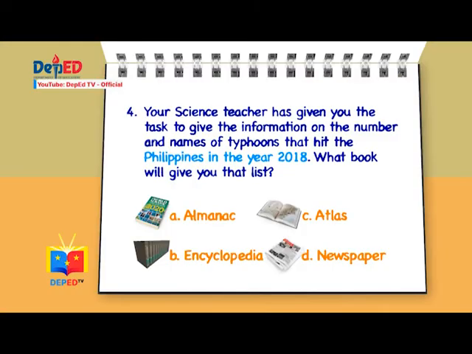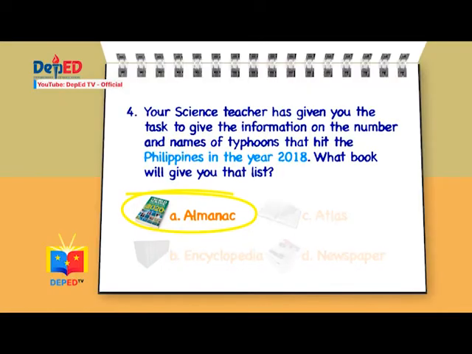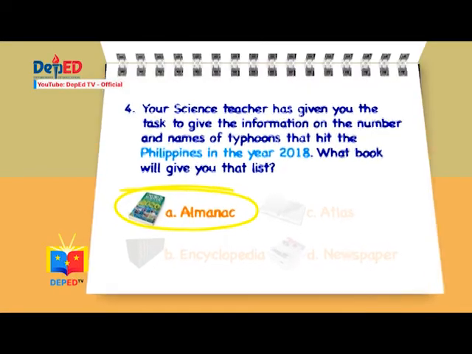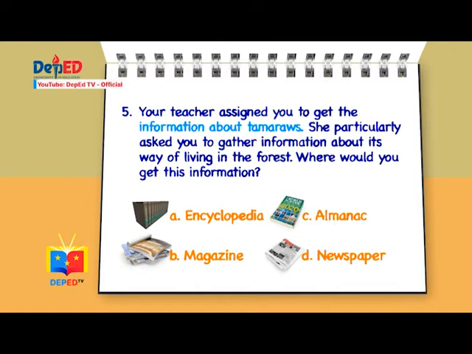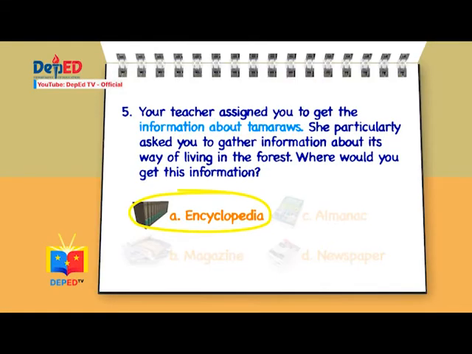Number 4. Your science teacher has given you the task to give the information on the number and names of typhoons that hit the Philippines in the year 2018. What book will give you that list? Answer, letter A, Almanac. Number 5. Your teacher assigned you to get the information about tamaraws. She particularly asked you to gather information about its way of living in the forest. Where would you get this information? Answer, letter A, Encyclopedia.